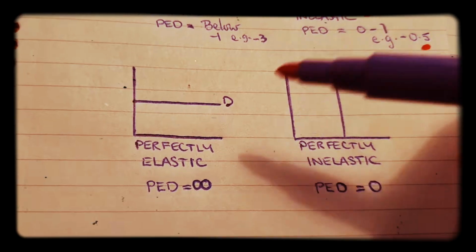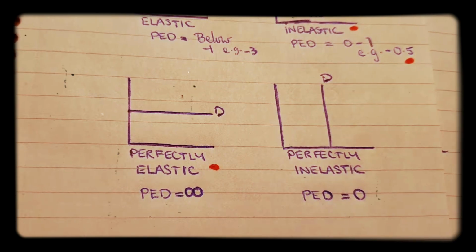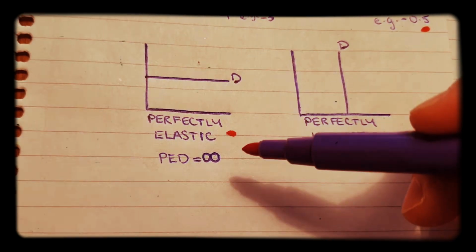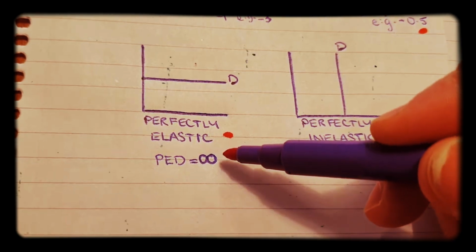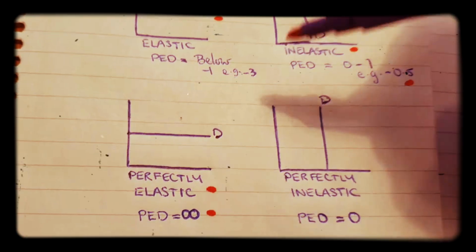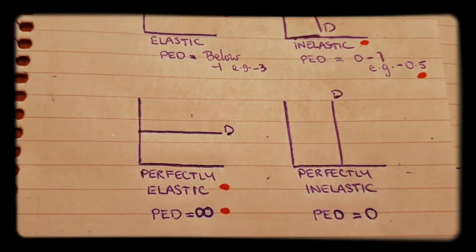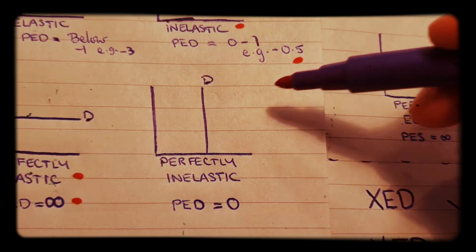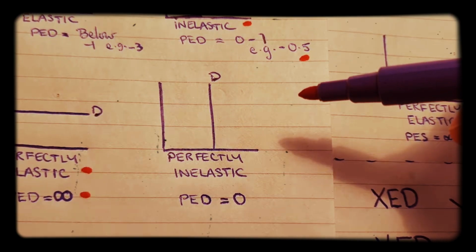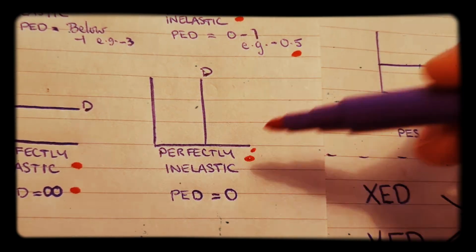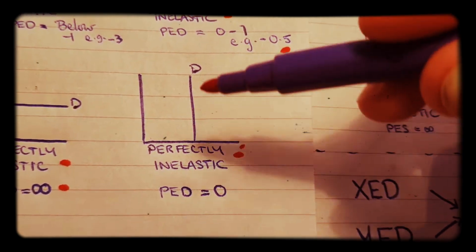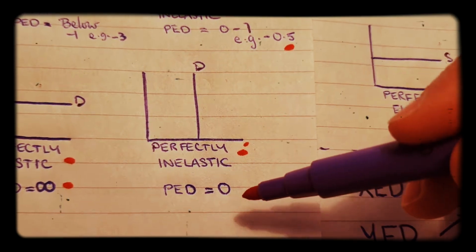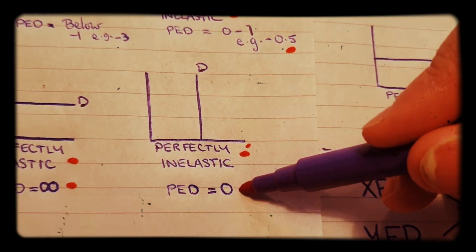We have perfectly elastic PED, and in this case, the PED will be equal to infinity, and it will be perfectly flat, perfectly horizontal like this. For the example of perfect inelasticity, we will have a perfectly vertical curve, and PED in this case is 0.